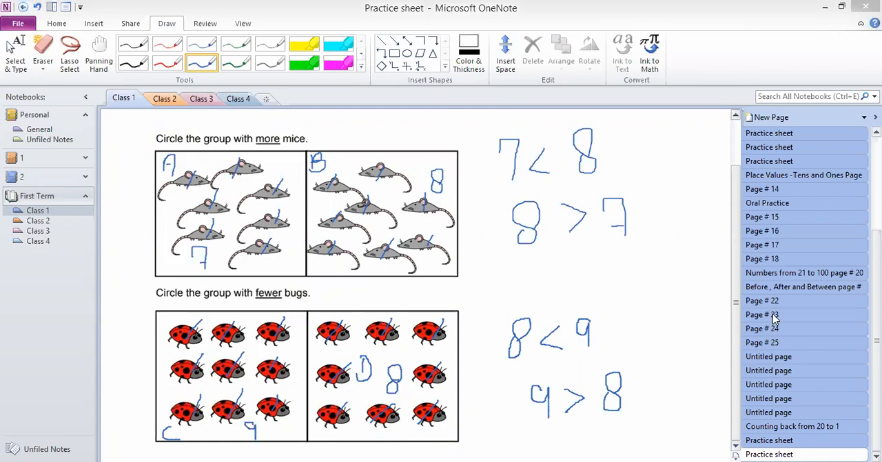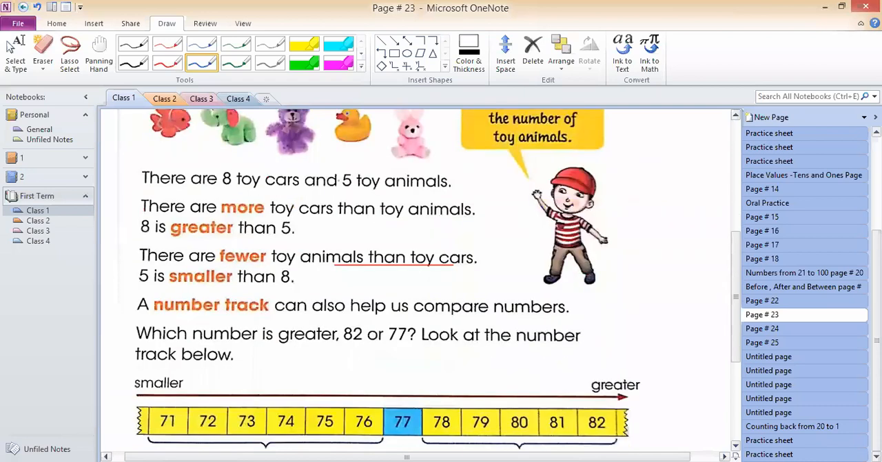That's very good. Now let's come to the book. There are 8 toy cars and 5 toy animals. So you said there are more toy cars than toy animals because 8 is greater than 5. There are fewer toy animals than toy cars because 5 is smaller than 8. Look here guys, a number track can also help us compare which number is greater, 82 or 77. In the worksheet, we were practicing counting 5, 7, 8, 10. But what if someone asks you the bigger number like 82, 77, 99, 49, 59? So how can you compare it? You can compare it with the help of the number track, guys.